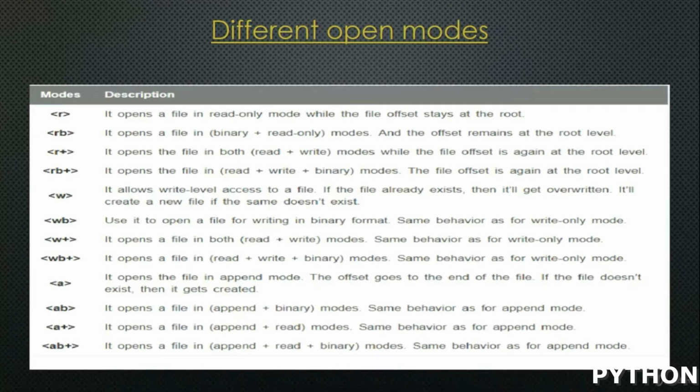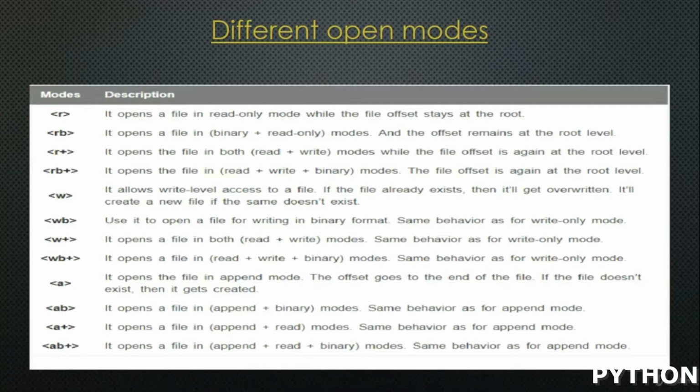A is the append mode; all of the following will be appending operations. It opens the file in append mode, and the offset goes to the end of the file. If the file does not exist, then it gets created. AB opens the file in append plus binary modes, same behavior as append mode. A plus opens the file in append plus read mode, same behavior as append mode. AB plus opens a file in append plus read plus binary modes, same behavior as append mode.